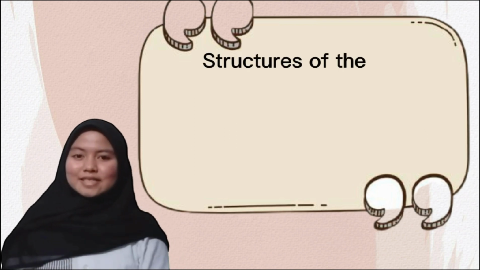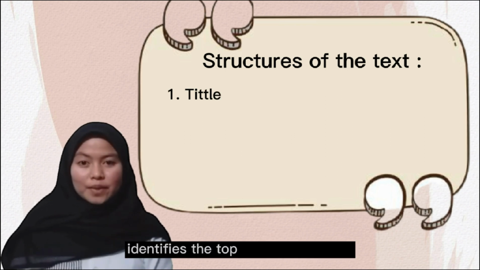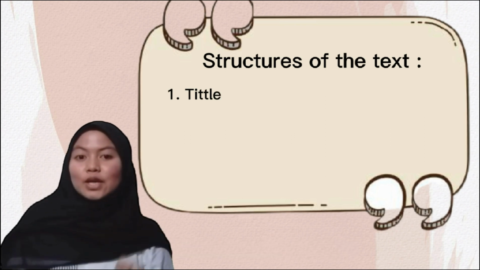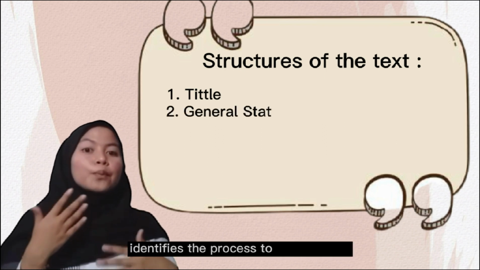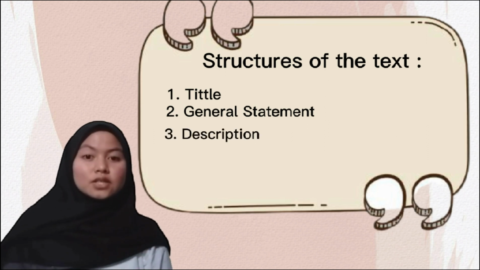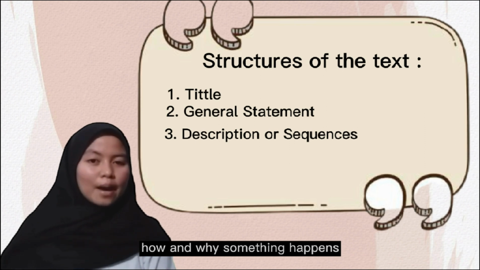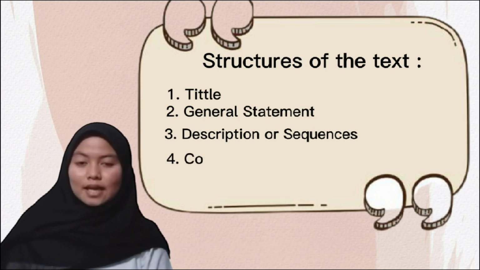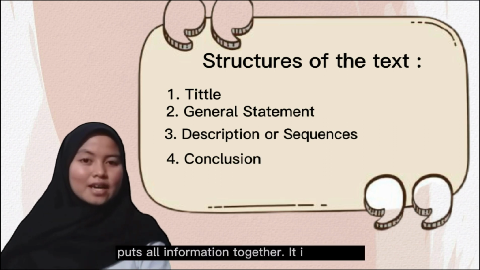The structure of the text. The first one is a title. It identifies the topic to be explained. The second one is a general statement. It identifies the process to be explained. The third one is description or sequence, how and why something happens. And the last one is conclusion, which puts all information together. It is optional. Now, let's see this example.